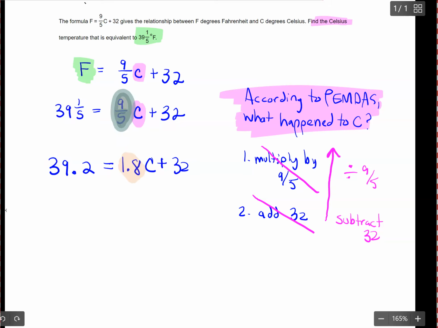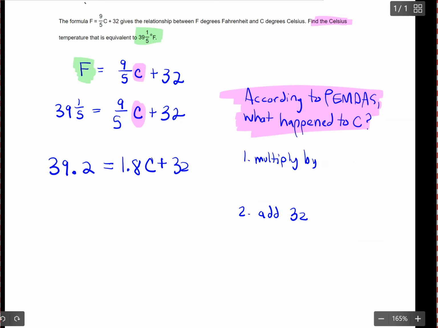And now I'll just follow those exact same steps. You're still going to ask yourself what happened to C and then undo it. In this case, what's happening to C, I'm going to multiply by 1.8 first. I multiplied first, and then I added 32 afterwards. So I'm still just going to reverse that by subtracting 32 from both sides first.